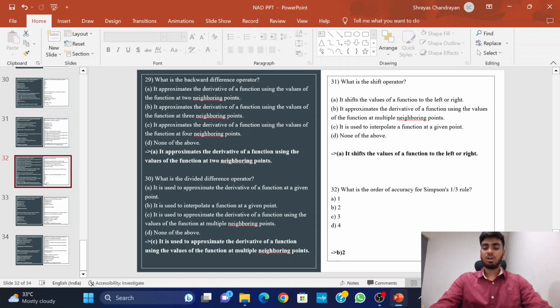Question number 31: what is the shift operator? A, it shifts the value of a function to left or right. B, it approximates the derivative of a function using the value of the function at multiple neighboring points. C, it is used to interpolate a function at a given point. D, none of the above. So the correct option is A. What is the order of accuracy for the Simpson's 1/3 rule, which is 2?